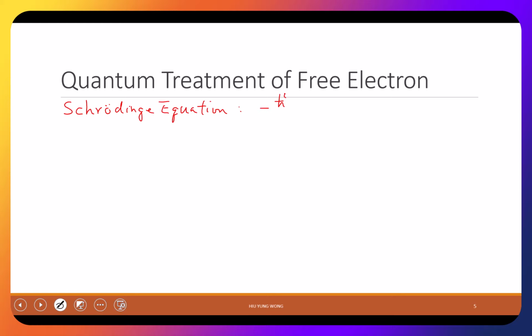Negative h bar square over 2m, I put star here, divergence square of psi equal to E psi. Now, if you look at this, you probably get scared by it, but really it doesn't matter. You don't need to memorize it, then you will feel better, right? Because you can Google, ChatGPT, Wikipedia. But you want to understand what it means.